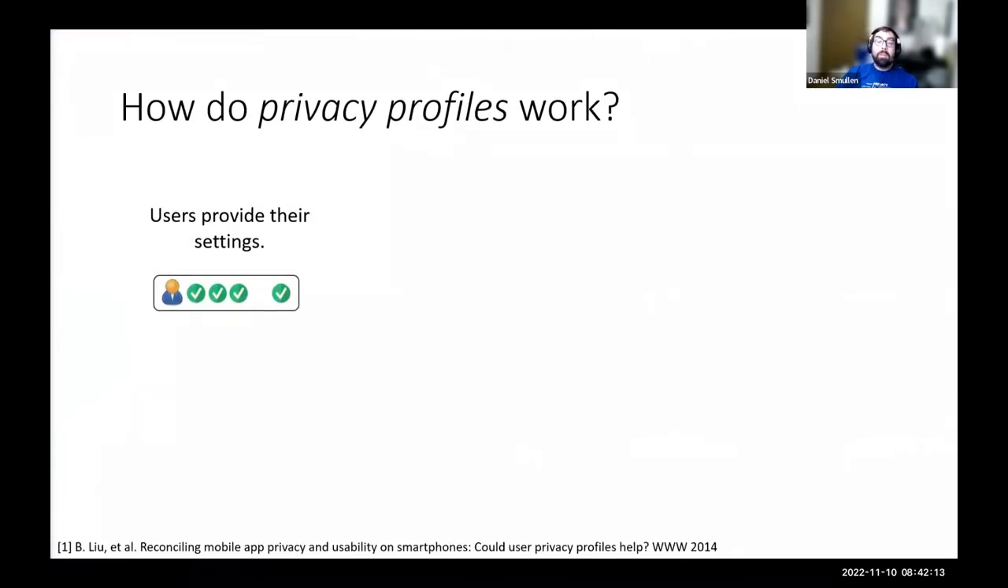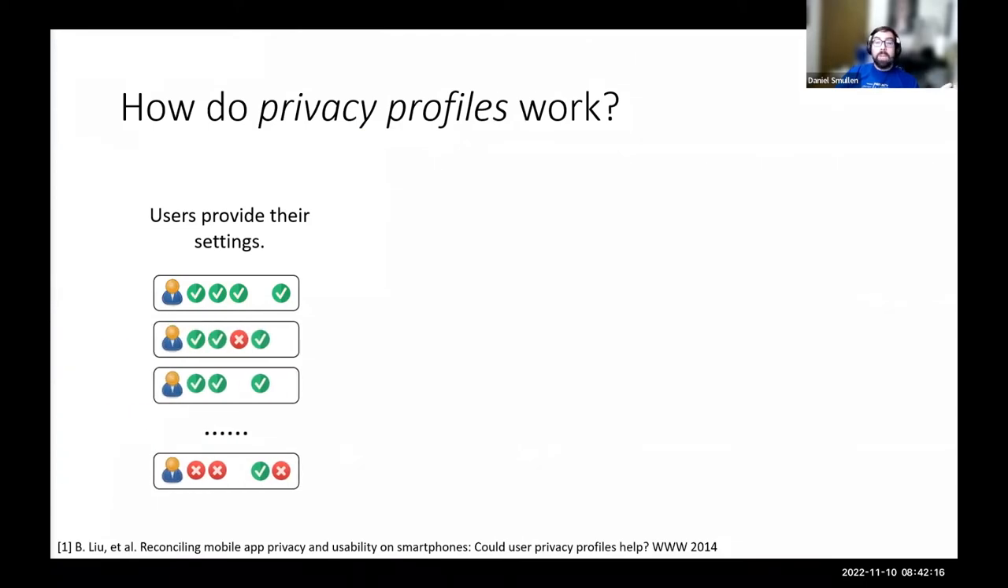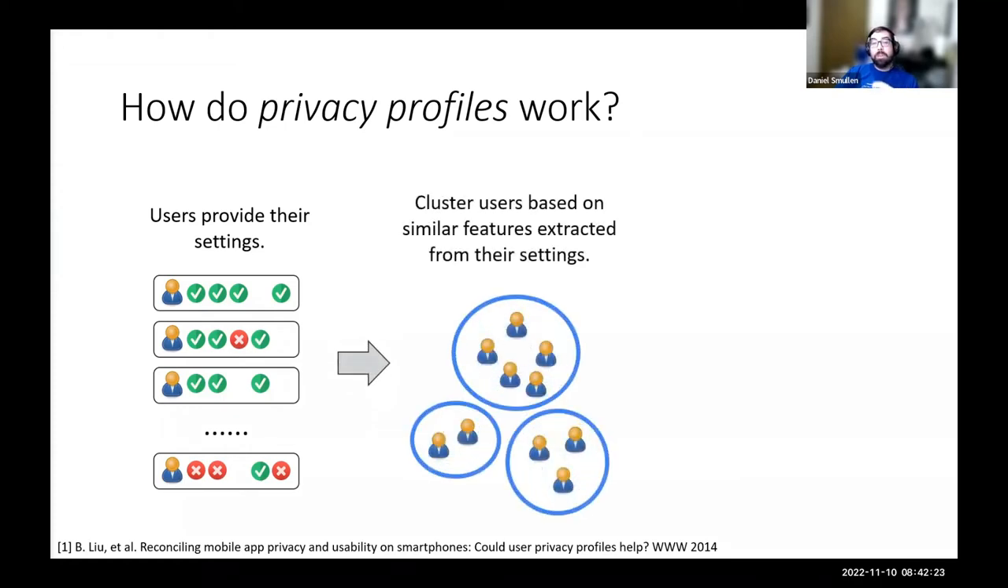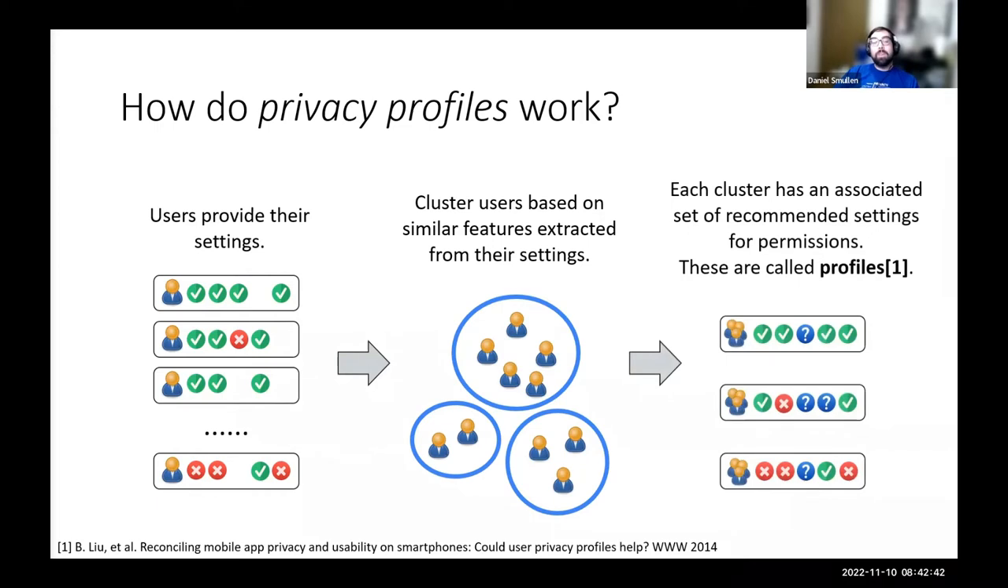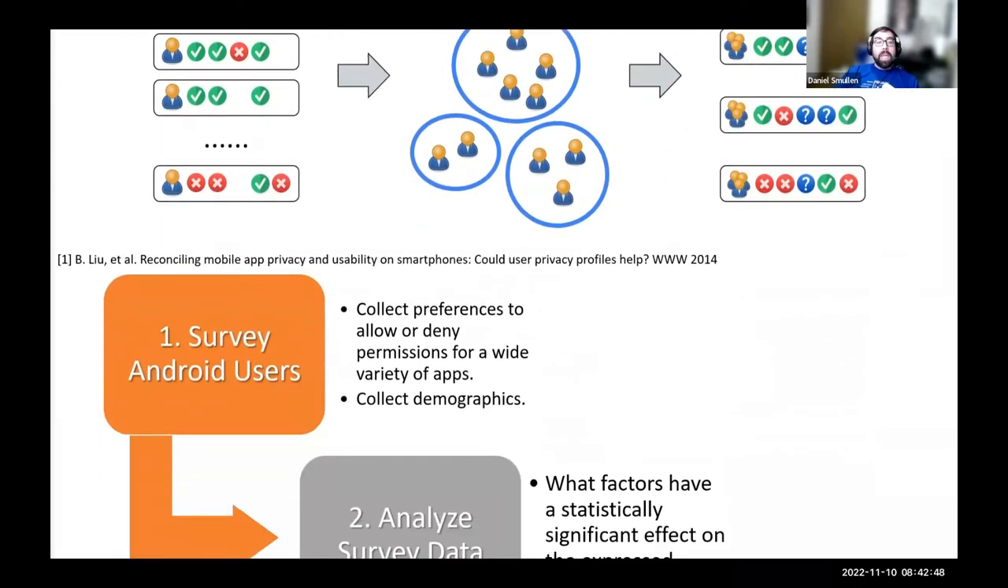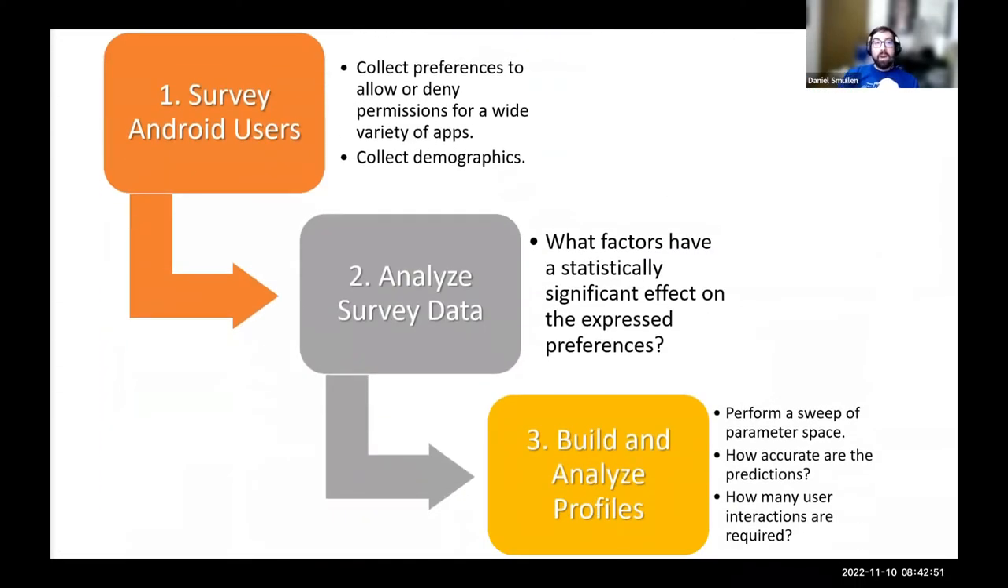So how does this actually work? Well, we have to get people's settings, a whole bunch of people's settings, yes, no, for this, for that. Then we cluster them together using clustering methodologies. I'm not going to go deep into how those machine learning methods work. This is an unsupervised machine learning technique. I strongly encourage you to sign up for machine learning courses. They are hard, but they will benefit you, so just do it. Each cluster has an associated set of recommended permission settings. We call these profiles, or privacy profiles. So the methodology for this study gets broken into three phases: we had to do the survey, analyze the survey data like I just described, and then build and analyze profiles.